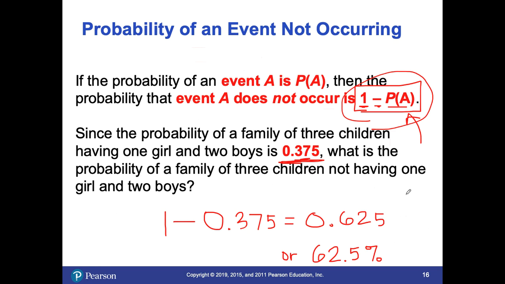So once again, 62.5% is the event that you have a family of 3 that has a different scenario. So not just 1 girl and 2 boys. So maybe like all girls or all boys, or 2 girls and 1 boy.